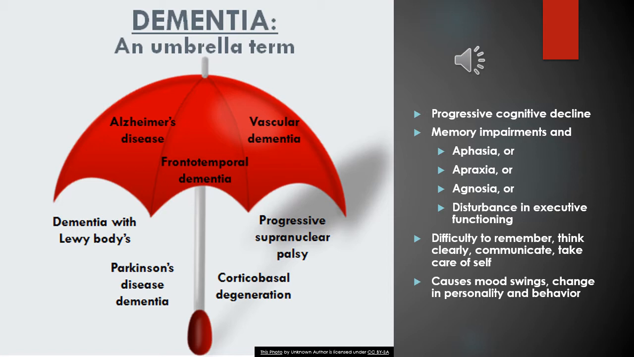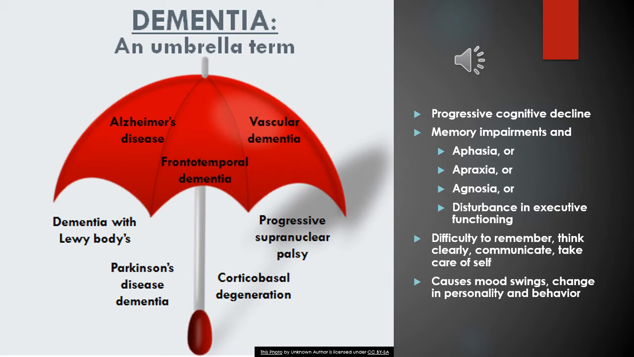one of the following subcategories. So in addition to having the memory impairment, they may have aphasia or the loss of ability to communicate with others, or they could have apraxia, which is the difficulty carrying out purposeful movements, or agnosia, which is the inability to recognize objects and can also lead to the inability to recognize family members or people they once knew very well.